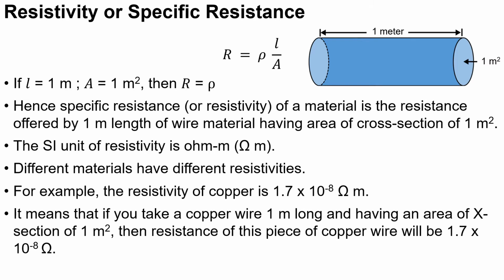Different materials have different resistivities. For example, the resistivity of copper is 1.7 into 10 raised to minus 8 ohm meter. It means that if you take a copper wire 1 meter long and having an area of cross-section of 1 meter square, then resistance of this piece of copper wire will be 1.7 into 10 raised to minus 8 ohm.